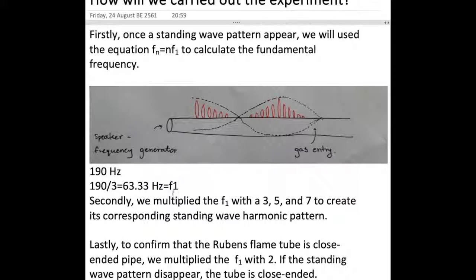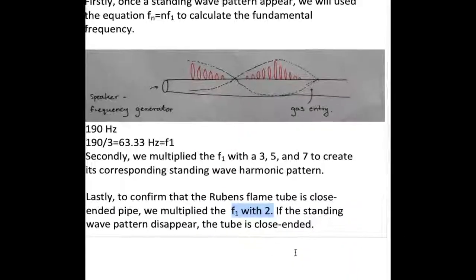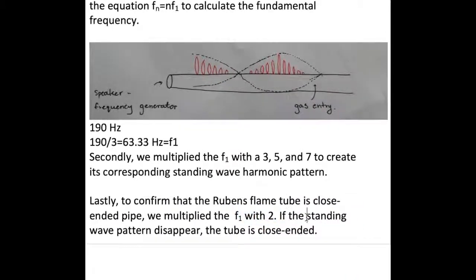Secondly, we multiply the F1 fundamental frequency with 3, 5, and 7 to create its corresponding standing wave harmonic pattern. And lastly, to confirm that the Rubens flame tube is a closed-ended pipe, we multiply the F1 with 2, and if the standing wave pattern disappears, the tube is closed-ended.